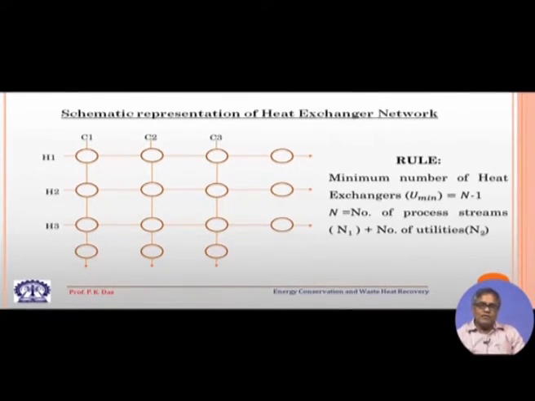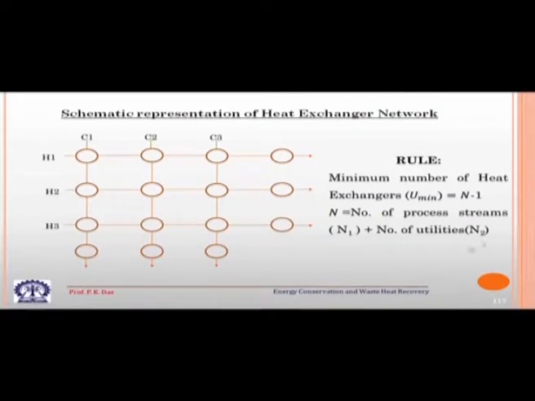In most of the cases when we go for heat exchanger network synthesis, so that some amount of heat integration is achieved, obviously, we cannot restrict to this minimum number. So, this number will increase, but this number at least gives us what could be the minimum number and what could be our target for having the number of heat exchangers.